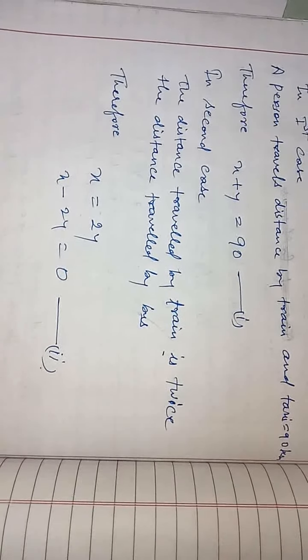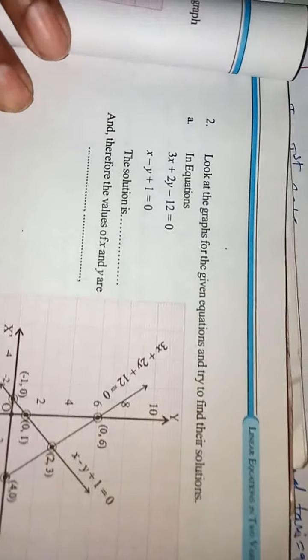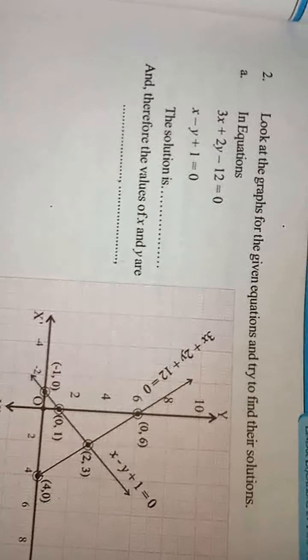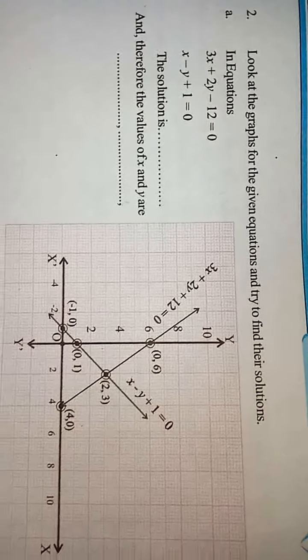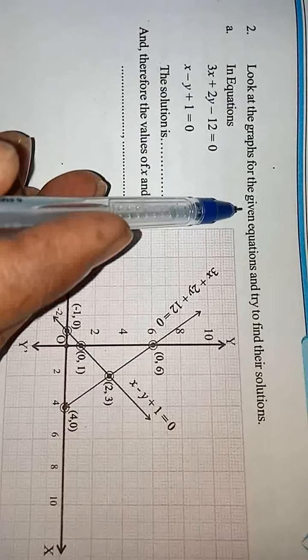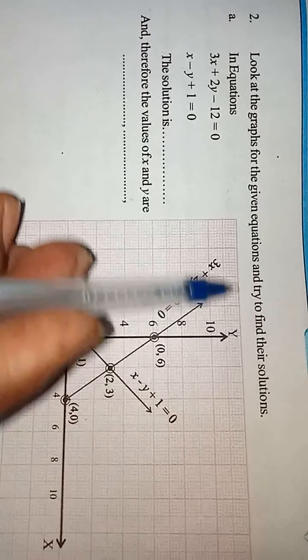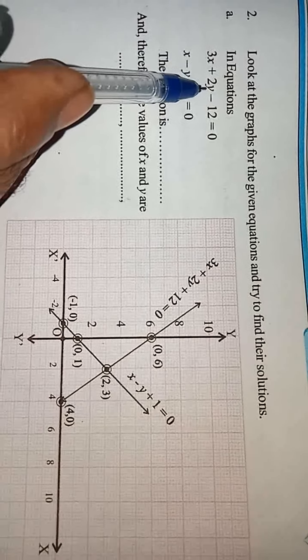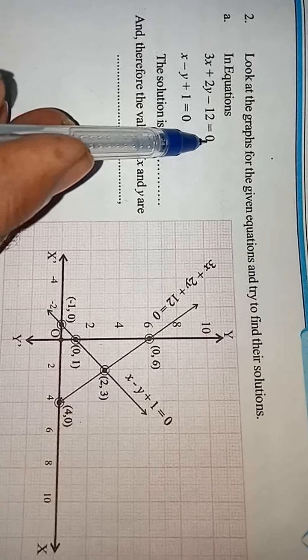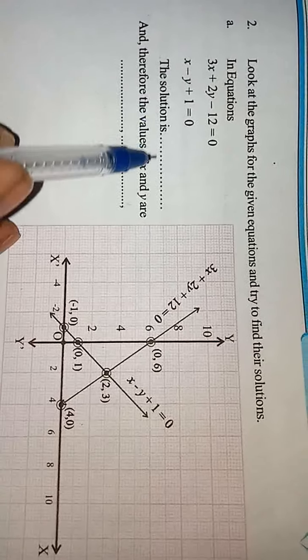Now I go to question number 2. In question number 2 you will see that a graph is given and a question is given. The question is: look at the graph for the given equations and try to find their solutions. The equations are 3x plus 2y minus 12 equal to 0, x minus y plus 1 equal to 0. You have to fill here.